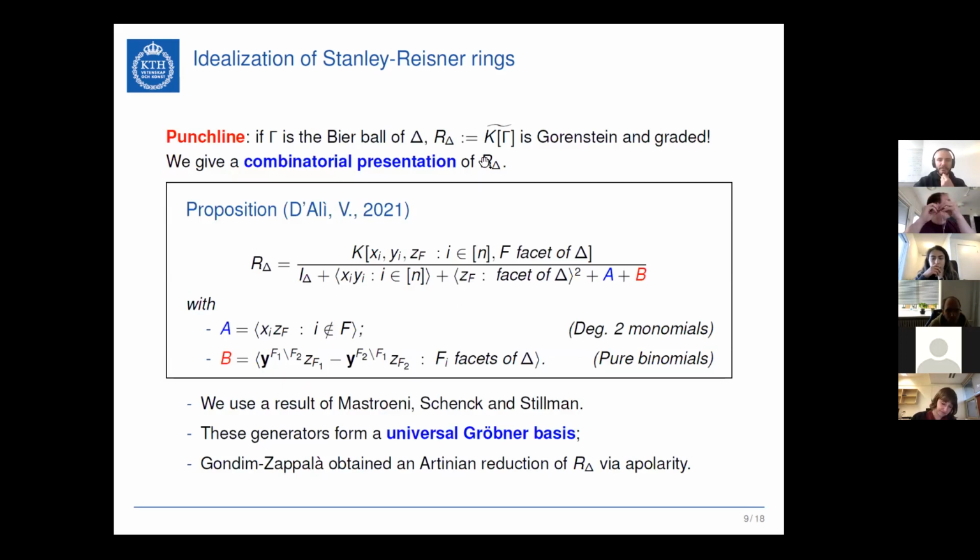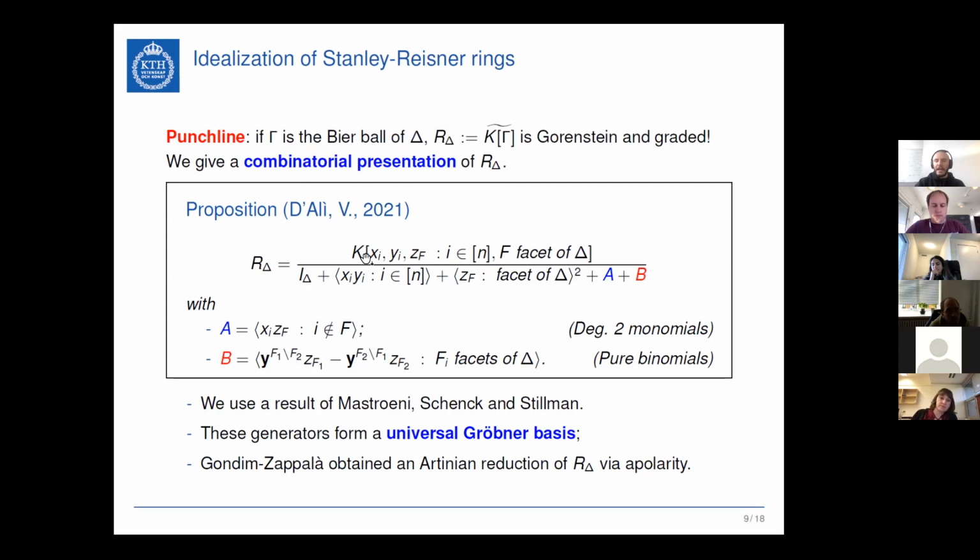Now we give a combinatorial presentation of the same algebra. So if you are not too keen on canonical modules and other mysterious algebraic objects, this is perhaps the place where you can get back on track. We said that if we consider any simplicial complex and take its idealization, then we obtain a Gorenstein graded algebra. This is a presentation of this algebra.